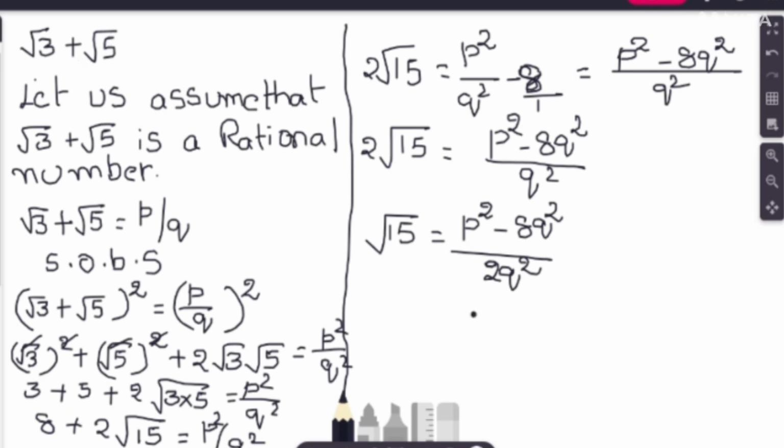So it is not a rational number, meaning it is an irrational number. So this is a contradiction. Contradiction means what we are assuming is wrong. What is the correct thing? It is an irrational number. Hence proved. Once again: p square minus 8q square by 2q square is a rational number, and on the left-hand side root 15 is an irrational number. Here we are saying both are equal, but they are not equal. It's wrong, so this is a contradiction. Why has it arisen? Due to our assumption being wrong. What is our assumption? We took it as a rational number. Hence it is an irrational number.